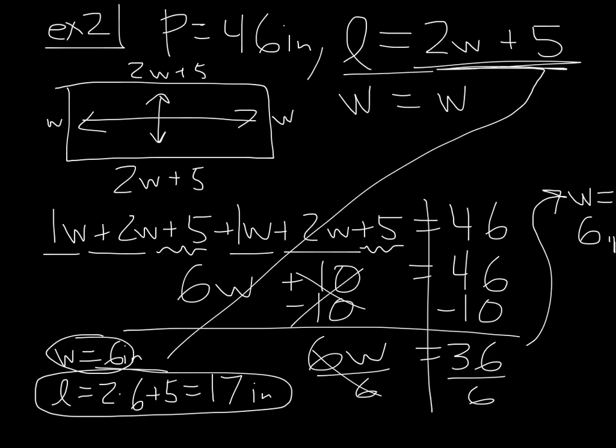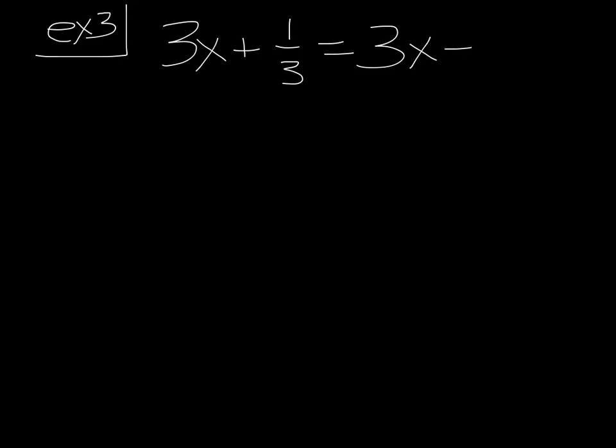If you think about that, 6 plus 17 plus 6 plus 17 is 46. So it did equal exactly what we wanted it to equal. And that is example number 2. Let's go to example 3. Example 3 says 3x plus 1/3 equals 3x minus 1/2. Draw your line.